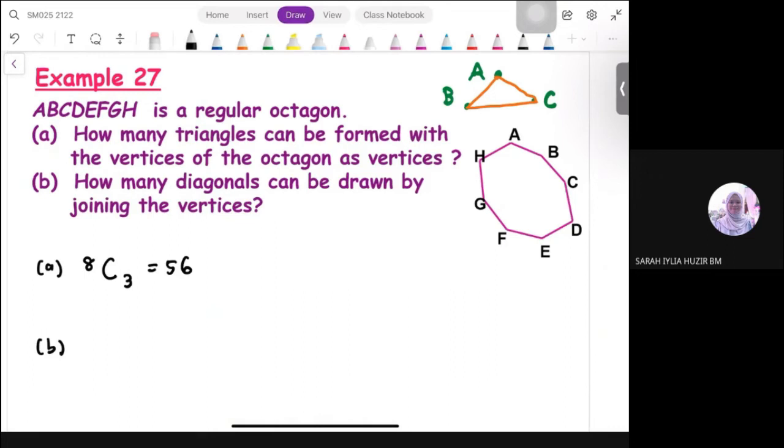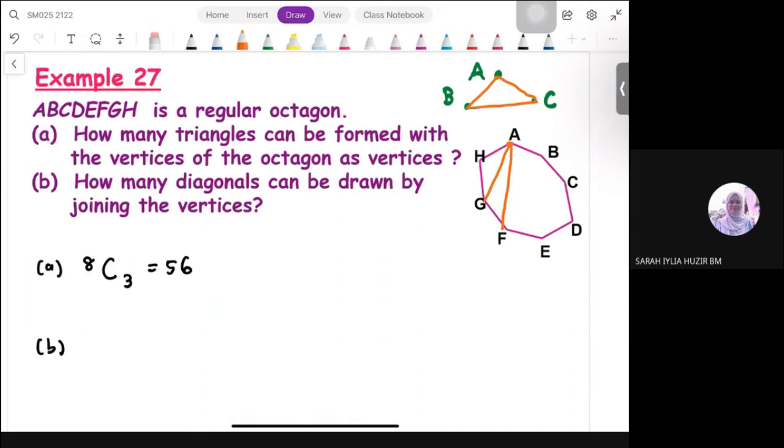How many diagonals can be drawn by joining the vertices? Diagonal, perpenjuru. Maksudnya kat sini, kalau A ni, start A go to G, itu satu diagonal line. A go to F. Ataupun G go to A, the same thing. So that's the same reason why we choose combination here, not permutation. Perpenjuru diagonal line AG, GA would be the same thing kan?